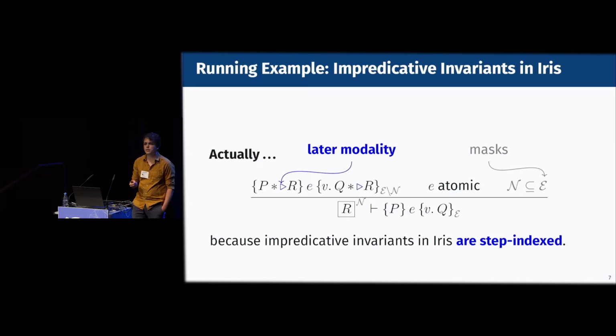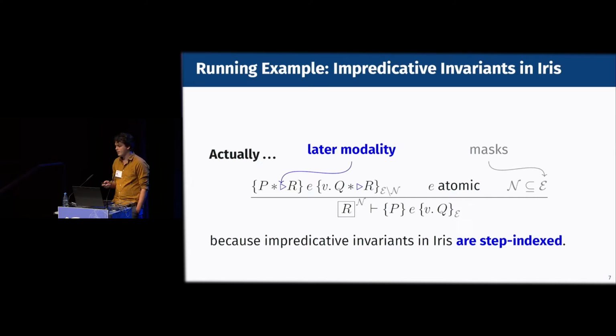Impredicative invariants, as the name indicates, can store an arbitrary Iris proposition, including other invariants. And as a result, their model is cyclic, and the developers of Iris have decided to cut these cycles using step indexing. The user of the logic doesn't see much of that, except for the later modality popping up in this rule.